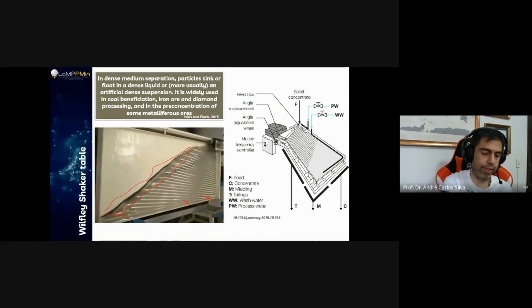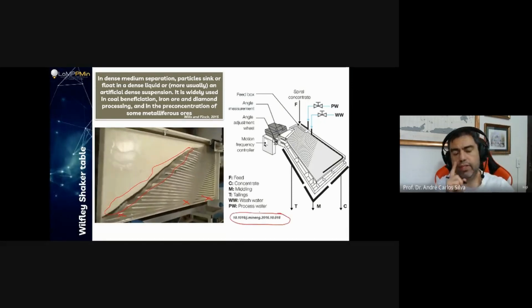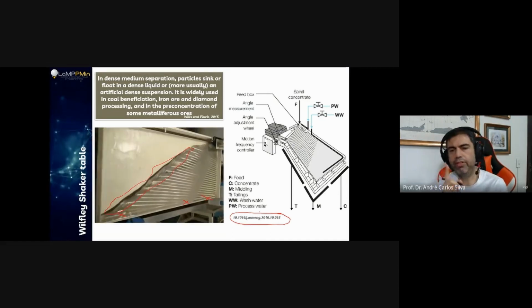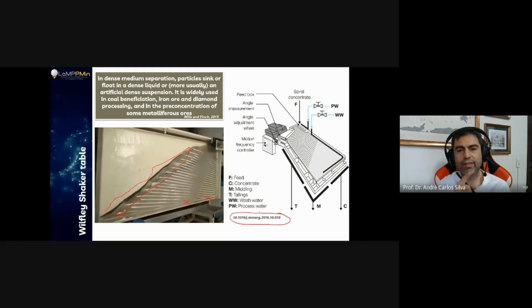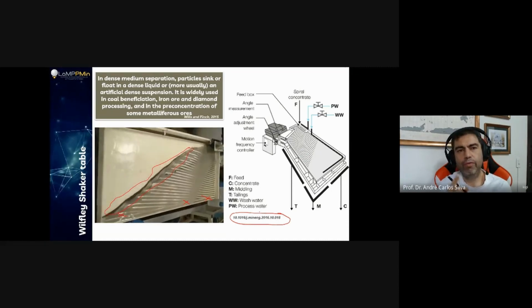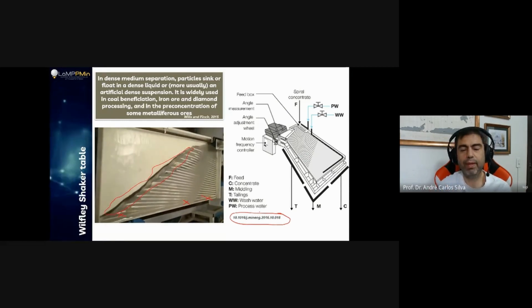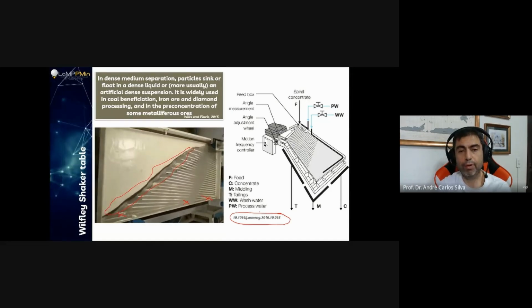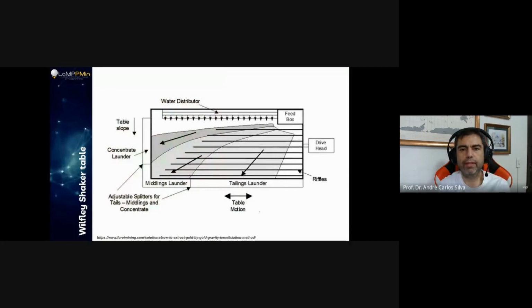Okay, so we have a picture from the paper, and this is also an important paper. Let me just say something that I forgot when I mentioned the Wills book the first time. Barry is not only the main editor and author of this book, but he's also the editor-in-chief of a very important journal on mineral processing, Minerals Engineering. So if you want to publish a high impact paper on mineral processing, you're going to have to eventually talk with Barry. Almost everything passes through his hands.